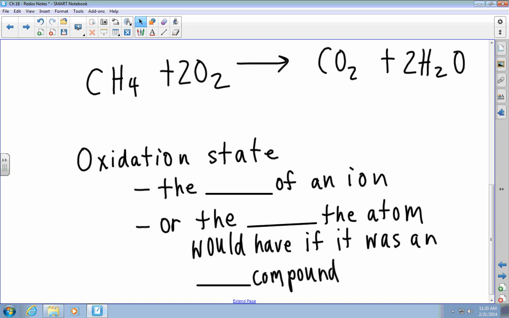But for a covalent compound, the oxidation state is the charge it would have if it was an ion, but it's really not. So it's kind of a pretend charge. You're assigning it a charge, but it really doesn't have one because it's not an ion. So the oxidation state is the charge of an ion, if it's an ion, or if it's a covalent compound, it is the charge the atom would have if it was an ionic compound.